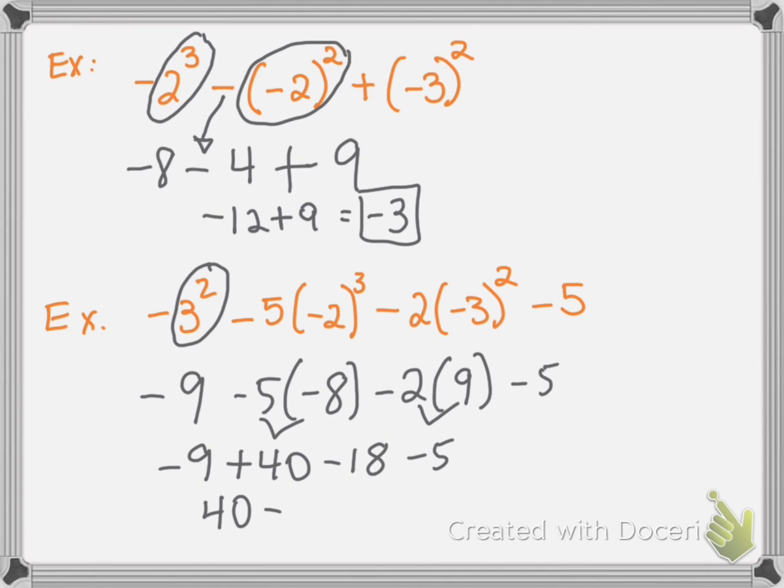So we have negative 9 minus 18 is negative 27, minus 5 is negative 32. And if I subtract this, it's going to be positive 8.